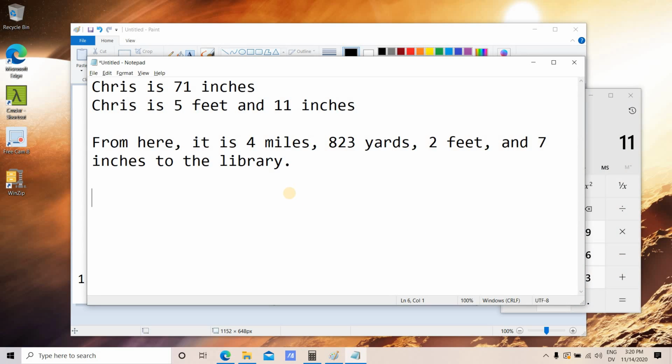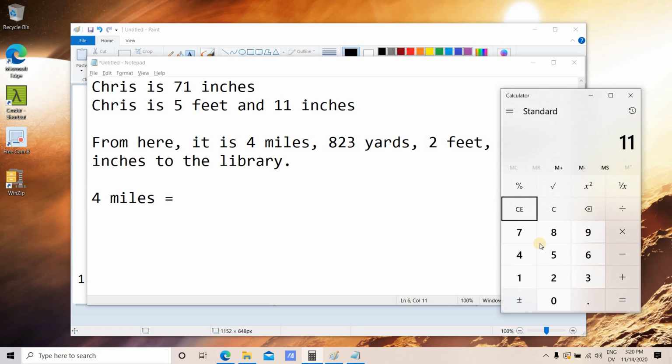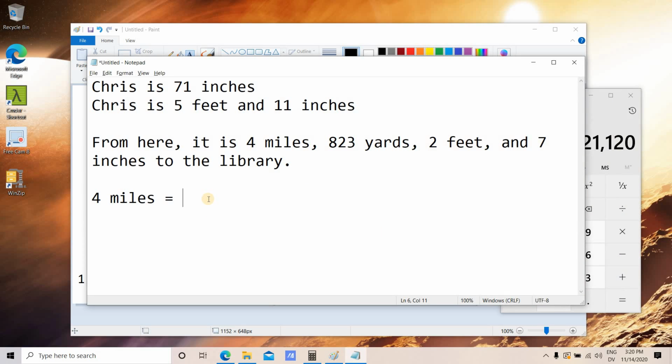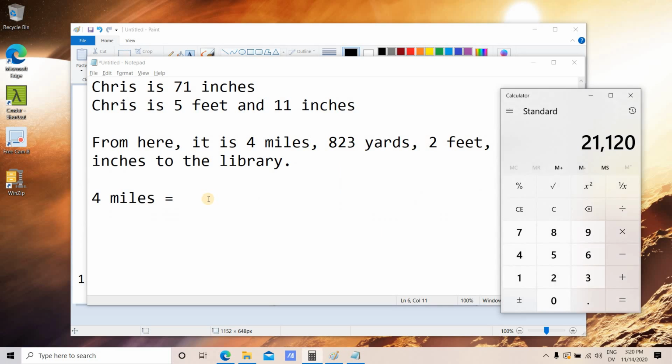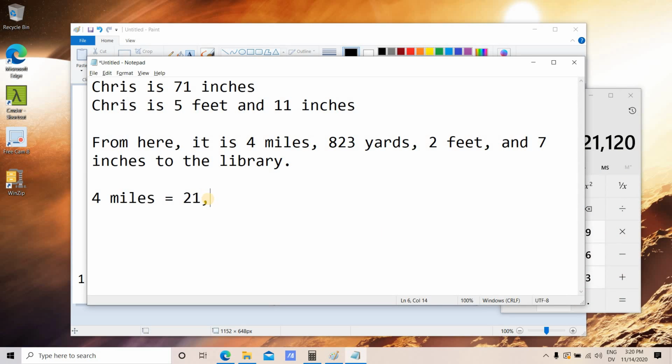Okay, so we know that 4 miles. We're gonna have to take notes. 4 miles is 5,280 feet times 4. Let's just keep it in feet. So 21,120, 21,120 feet.